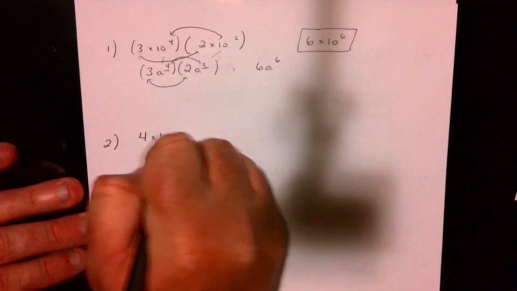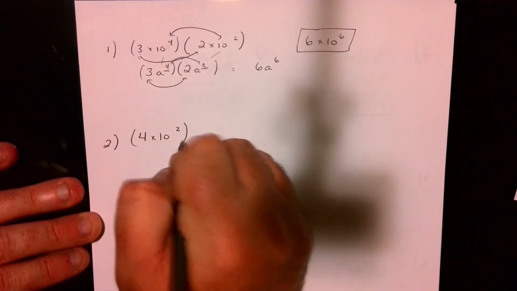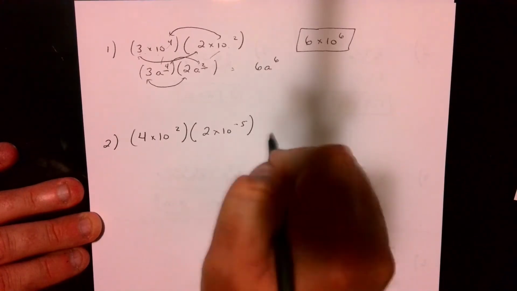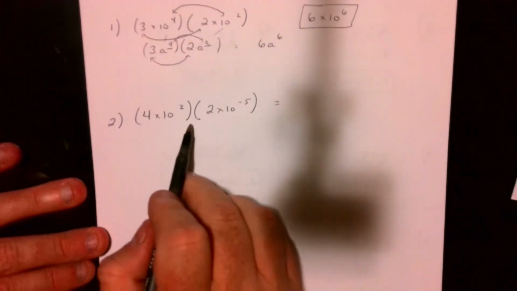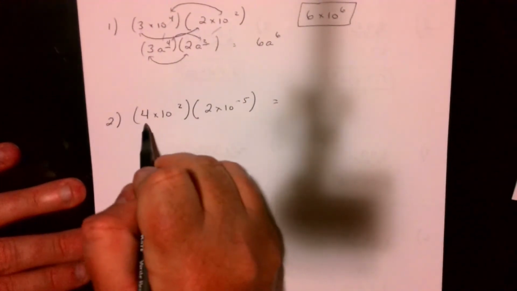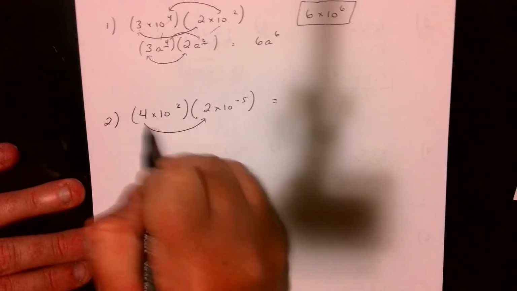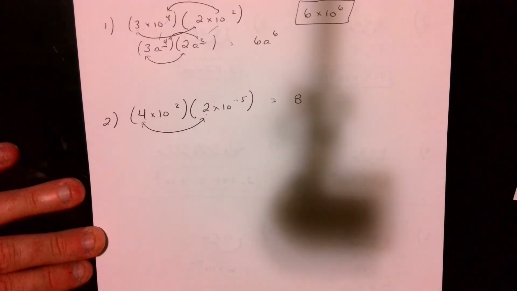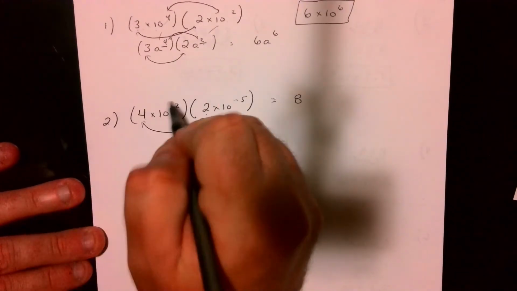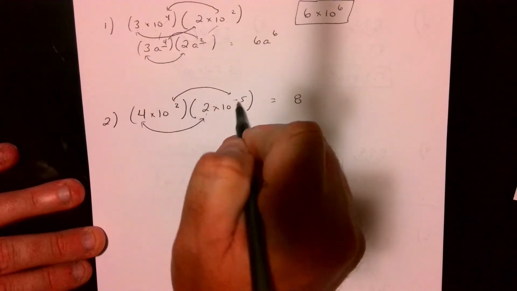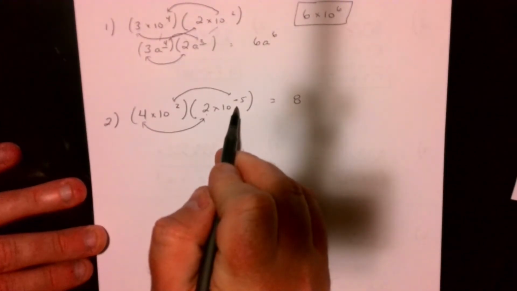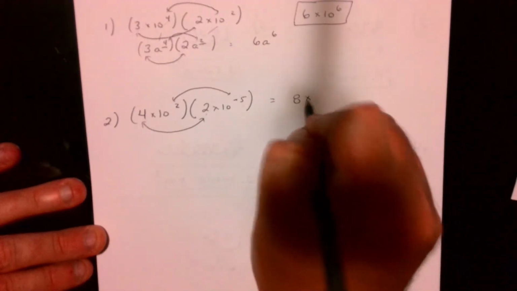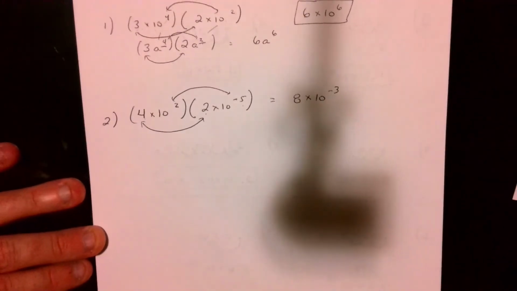Let's say we have 4 times 10 to the 2nd, and we want to times that by 2 times 10 to the negative 5th. Okay, so once again, all we got to do is just times the two numbers in the front. 4 times 2, and we get 8. And then we just add the exponents together. I don't care, it's negative, that's fine. Use your calculator if you need to. 2 plus a negative 5 turns out to be a negative 3. And we're done.